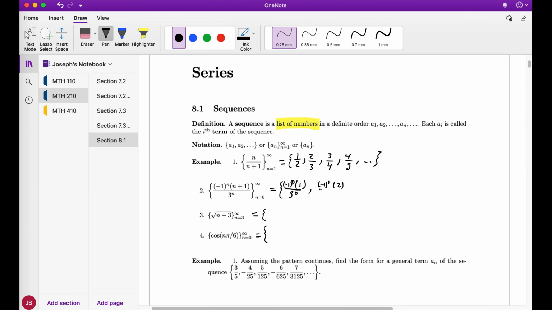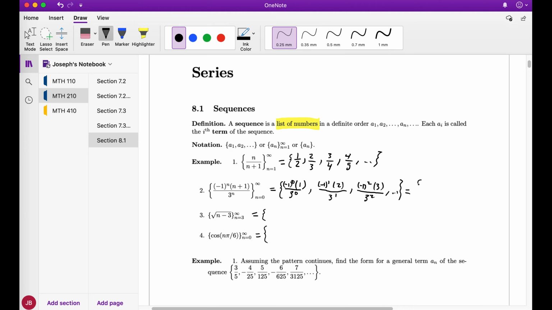So I get minus 1 to the 1 times 2 all over 3 to the first, right? And then the next one will be minus 1 squared. And then we get a 3 here. Remember, n is 2, so 2 plus 1 is 3. And then over 3 squared. And so on. And we use these curly braces to enclose the sequence.